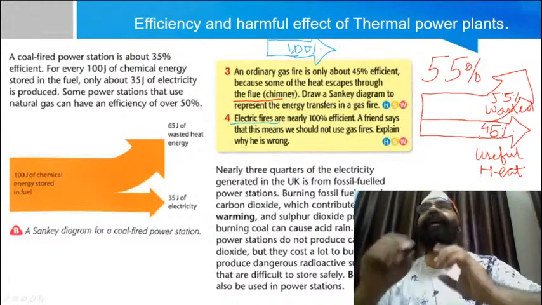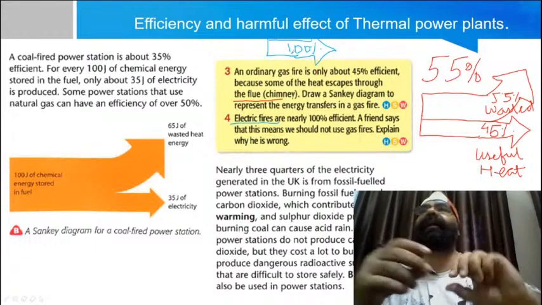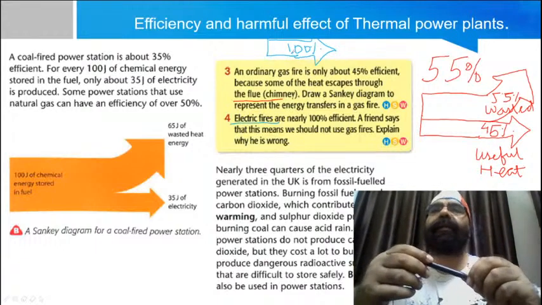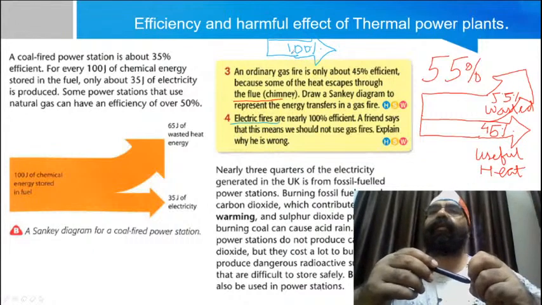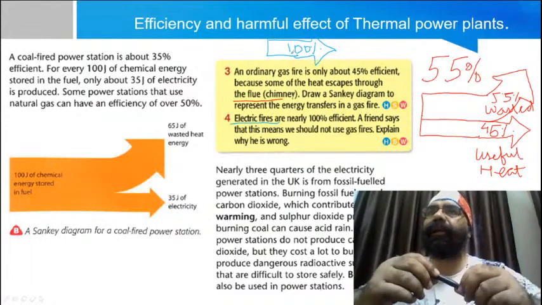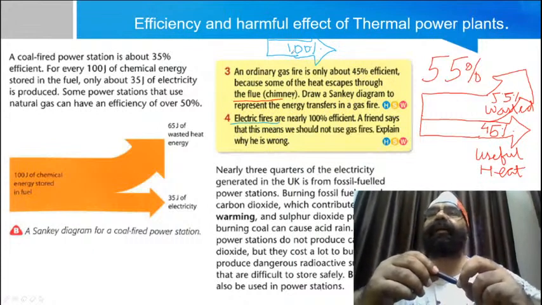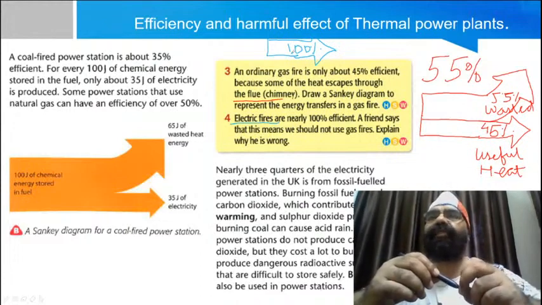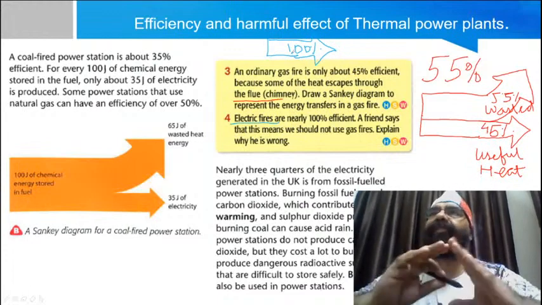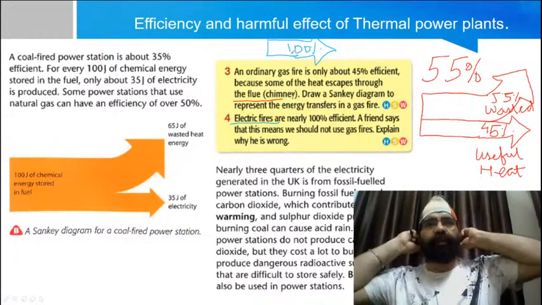So I have electric fire, which means I'm using a heater. Okay, I'm using a heater which I have plugged into my power point, and it is 100% efficient, which means as much electricity passes through it, that much heat is generated. If, for an example, 100 joules of electrical energy is supplied to the electric heater, it gives me 100 joules of heat energy. So it is 100% efficient. If I draw a Sankey diagram, I get a straight arrow giving me 100% conversion from electrical energy to heat energy.